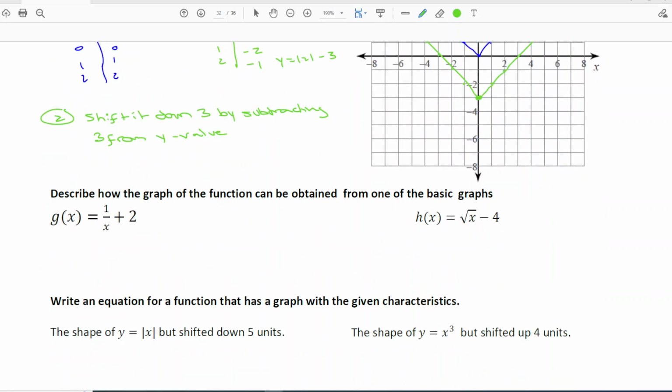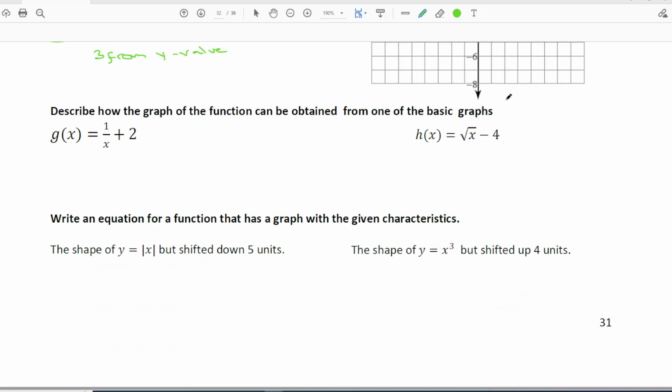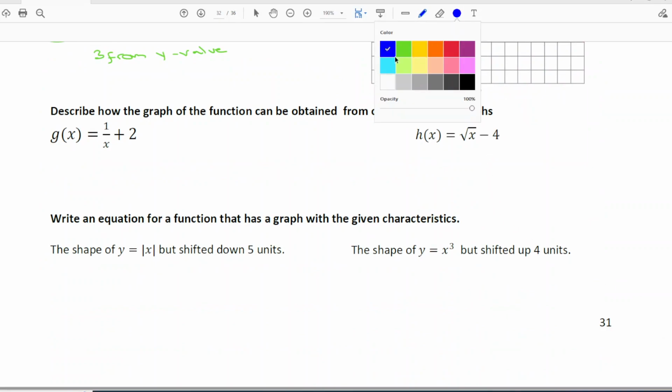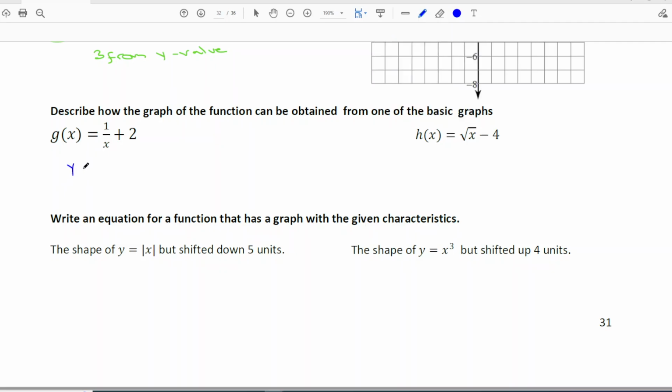All right. So first things first, describe how the graph of the function can be obtained from one of the base graphs. First of all, you have to identify the base graph. So for this one, it is the reciprocal or the rational graph. And then what's happening? Well, this plus 2 is not down here with the x, so this is going to be a shift up by 2. And if you just put move up 2, that's great.